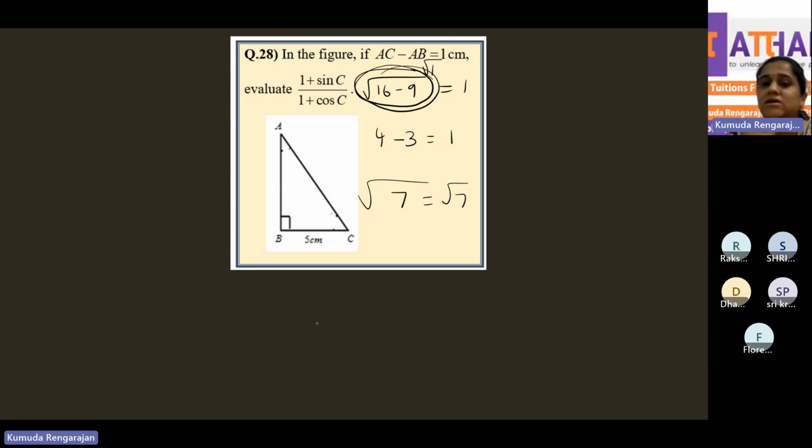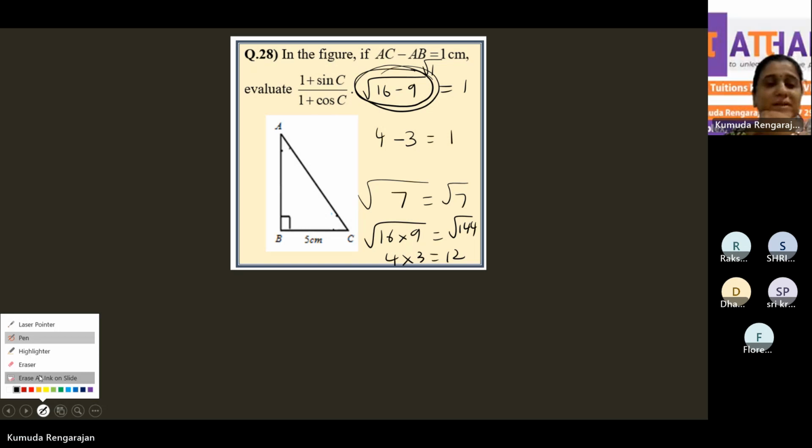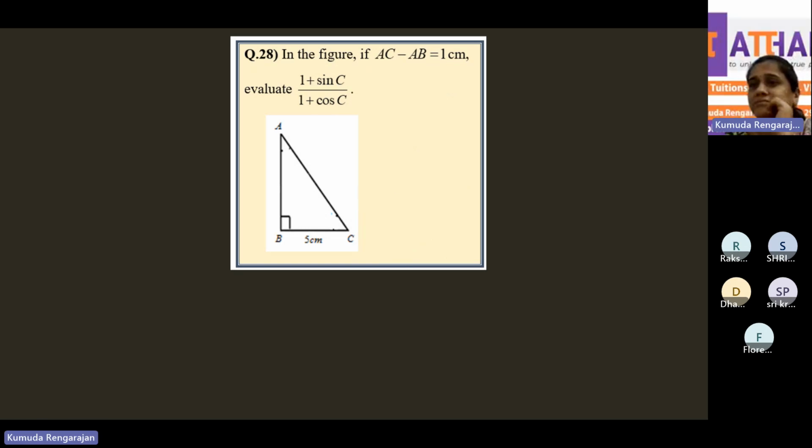It's not 1. But if it was root of 16 into 9, then you can do it. Square root of 16 is 4, this is 3, and 12. Because even if you multiply, you will get the same thing. 16 into 9 is 144, and square root of 144 is 12. Either way, you'll get the same answer. But this one, see, you understand when I say that? Yeah. So when it's plus or minus, it's one whole thing.